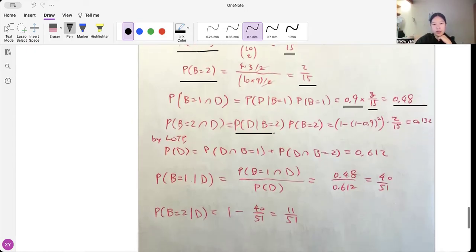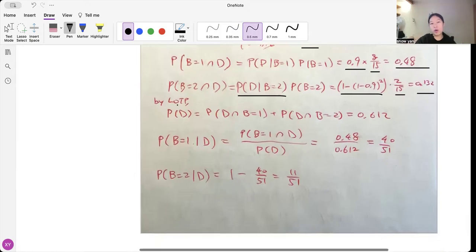Next, we find P of D and B equals 2. There are four cases: detect-detect, detect-not detect, not detect-detect, and not detect-not detect. The only case that wouldn't work out is when both are not detected. That has probability 1 minus 0.9, squared because there are two rings, and whatever remains is 1 minus this, which is the one we want. And then P of B equals 2 we just calculated, and we get this.